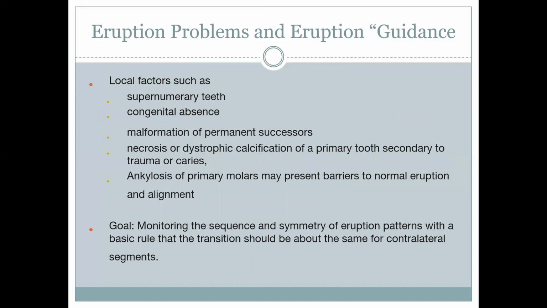Local factors such as supernumerary teeth, congenital absence of teeth, malformation of permanent successors, necrosis or dystrophic calcification of a primary tooth secondary to trauma or caries, and ankylosis of primary molars may present barriers to normal eruption and alignment.